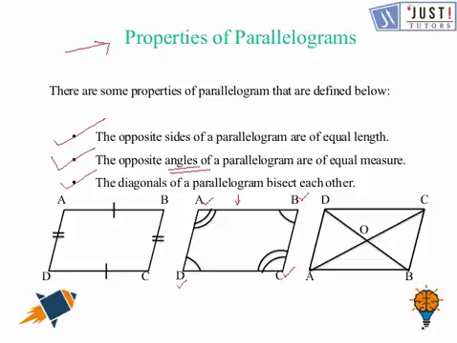The next one is that the diagonals of a parallelogram bisect each other. Bisect means it divides each diagonal into two equal parts. So we can say that OB equals OD, and OA equals OC. So these are some special properties of a parallelogram.